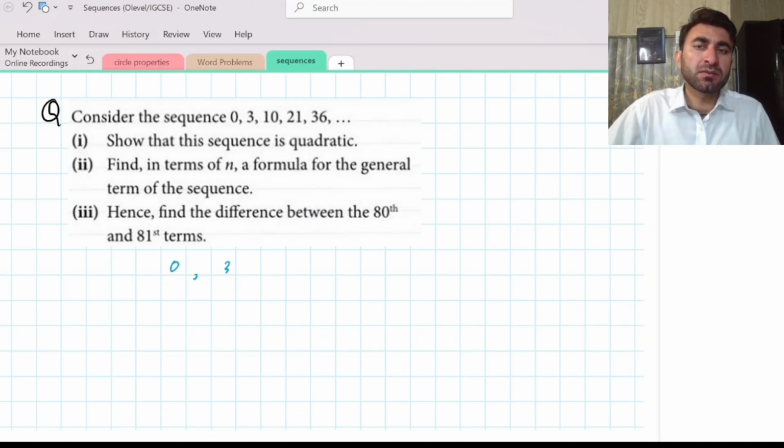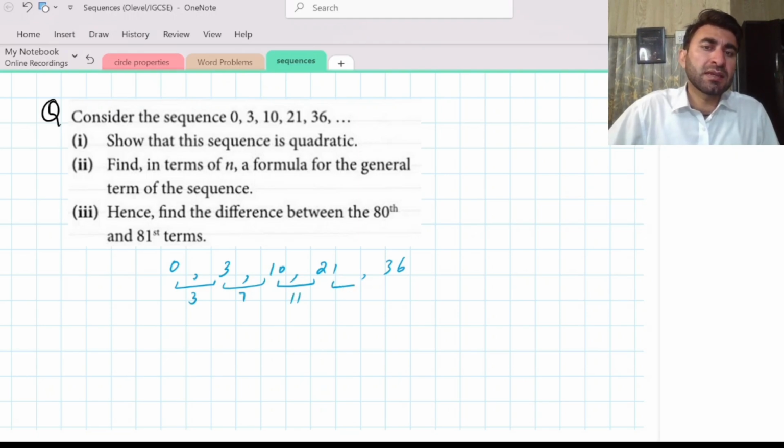0, 3, 10, 21, and 36. Now take the first difference sequence. 3 minus 0, it is 3. Then it is 10 minus 3, which is 7. 21 minus 10, it is 11, and 36 minus 21, it is 15.